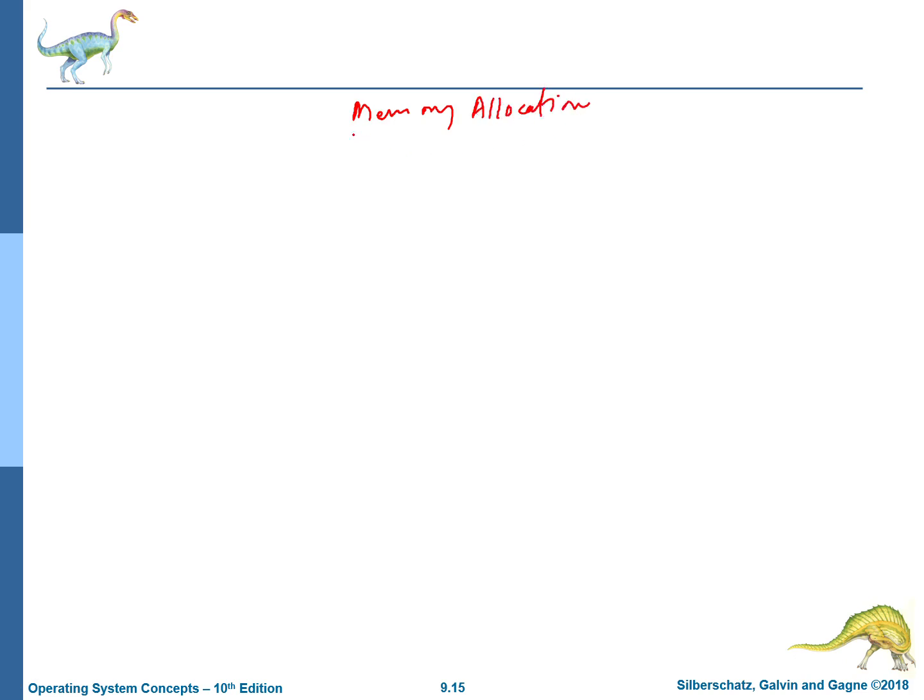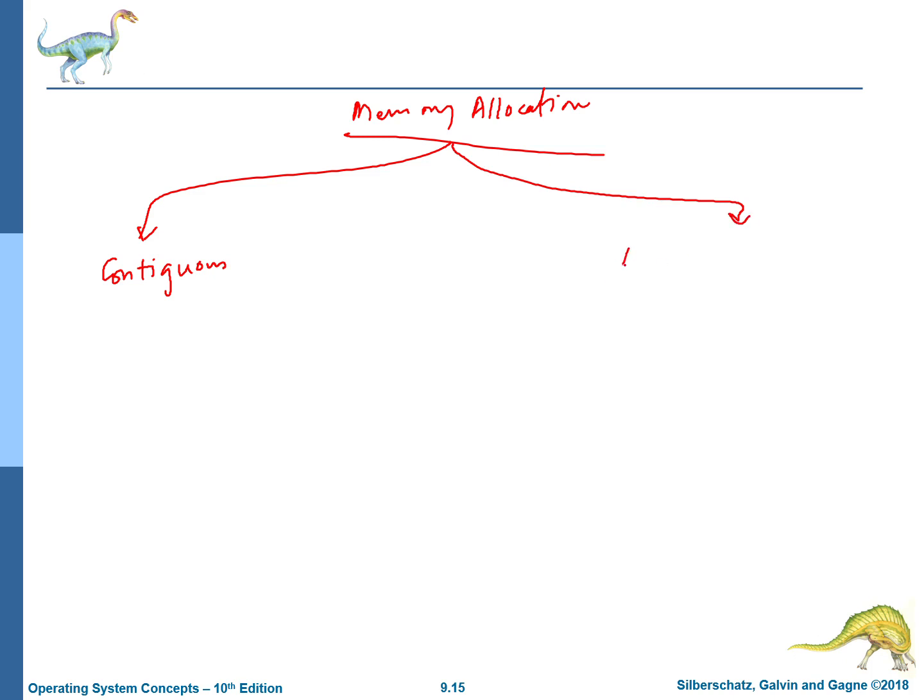Categories of the approaches of the memory allocation unit. So we have two basic approaches. The first one is contiguous memory allocation, and the second one is non-contiguous memory allocation. In the contiguous memory allocation, we have two further approaches. The first one is single partition, and the second one is multiple partition.